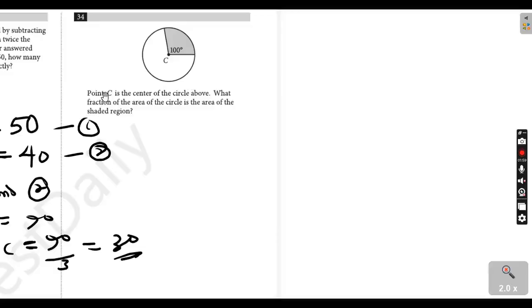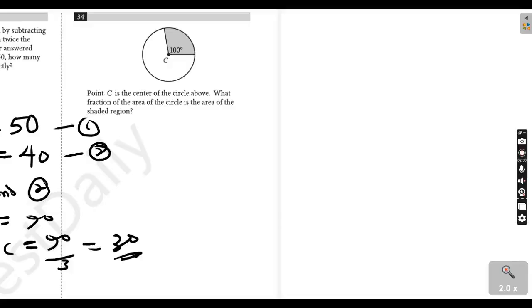We have this circle and a sector. Point C is the center of the circle above. What fraction of the area of the circle is the area of the shaded portion? Interesting. All right, the area of the shaded portion is a sector. Yeah, this is a sector. A sector is the area bounded by 2 radii. What is a radius? A line that goes from the center of the circle to any part of the circumference.